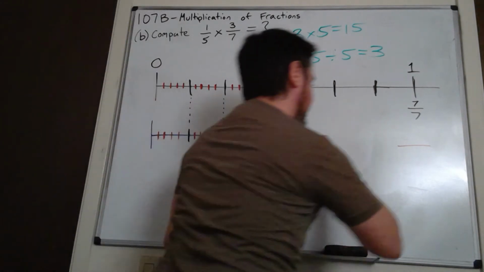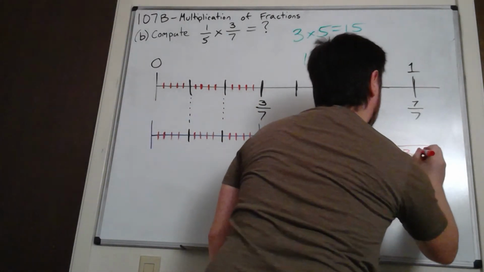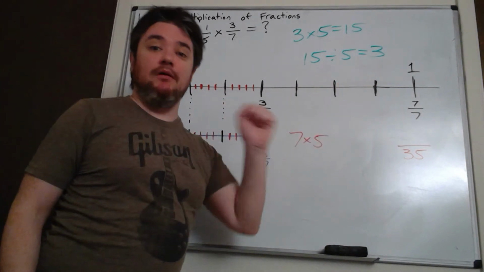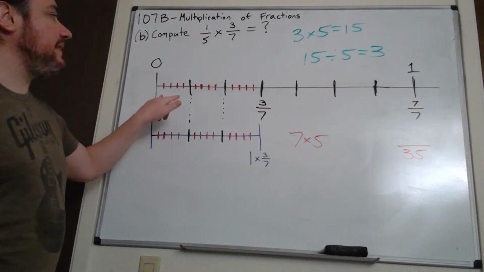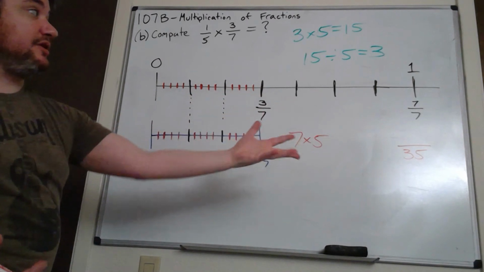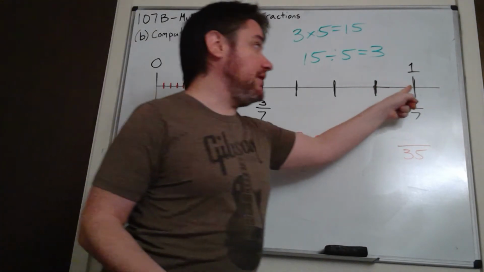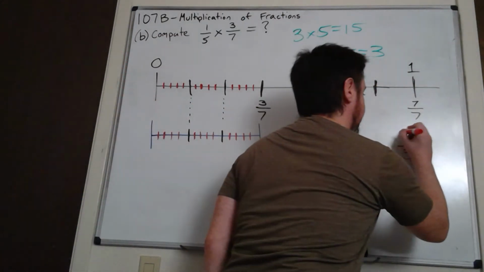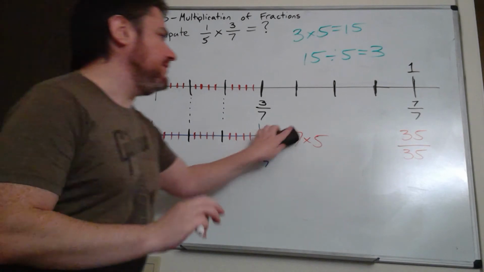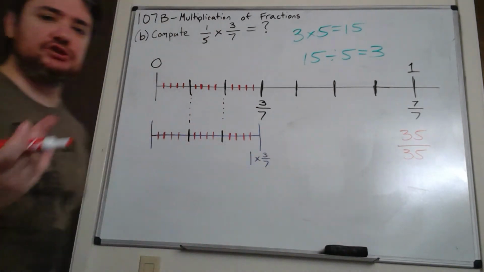Any kind of multiplication of integers, we can take for granted. So do I have to show all of that? No, but let me just make that argument that I've got 7 groups of 5, which would be 7 times 5, so 35 little pieces. If I shade up to the 1, of course I've collected all of them, and so we would have 35 over 35.